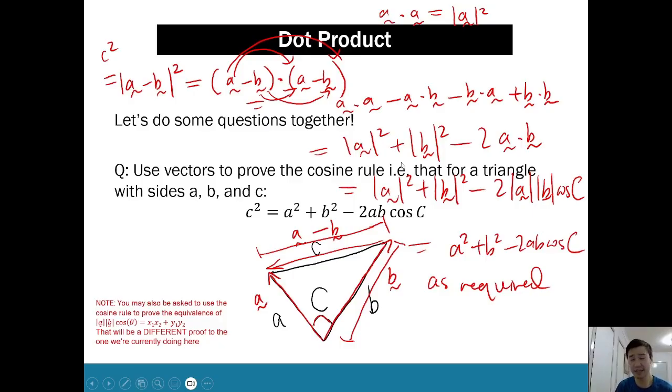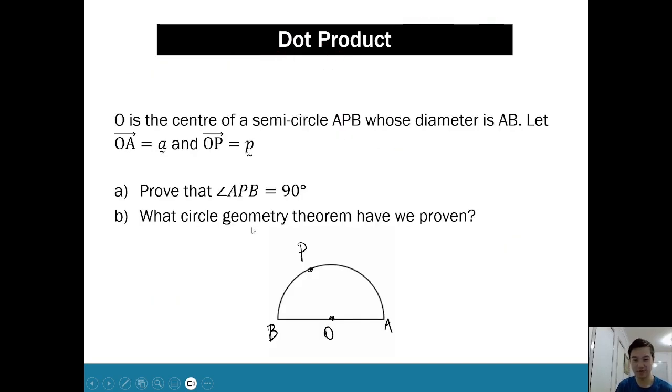Again, this is a different question compared to if you were showing the equivalence. That is also another fun question. I recommend doing that in your own time.